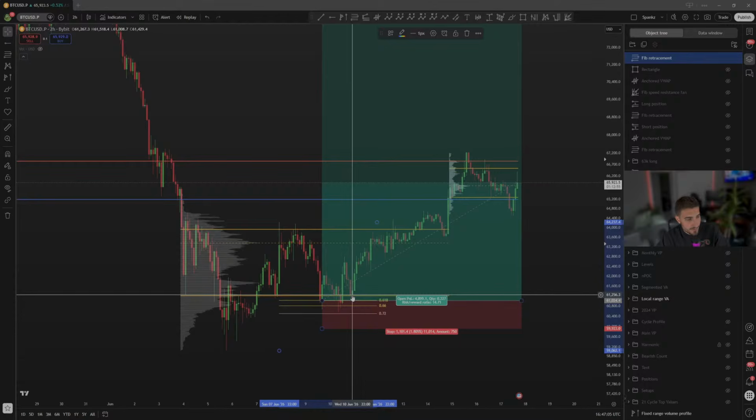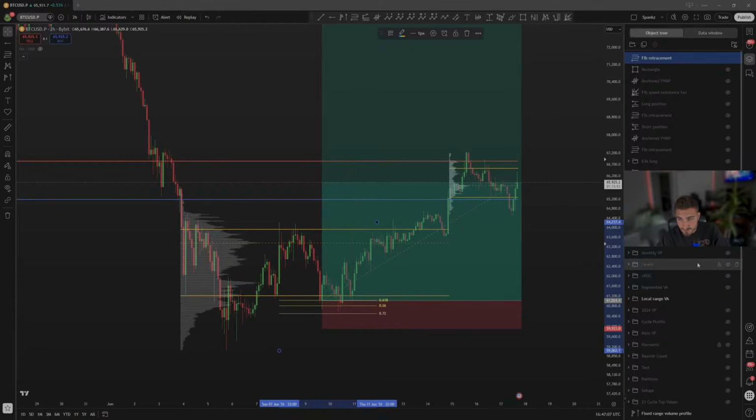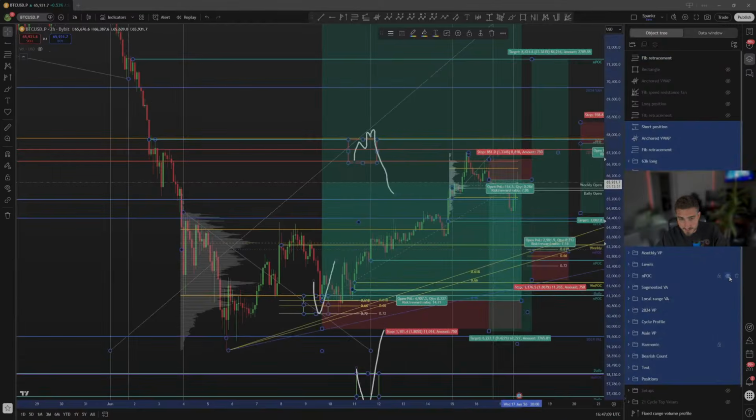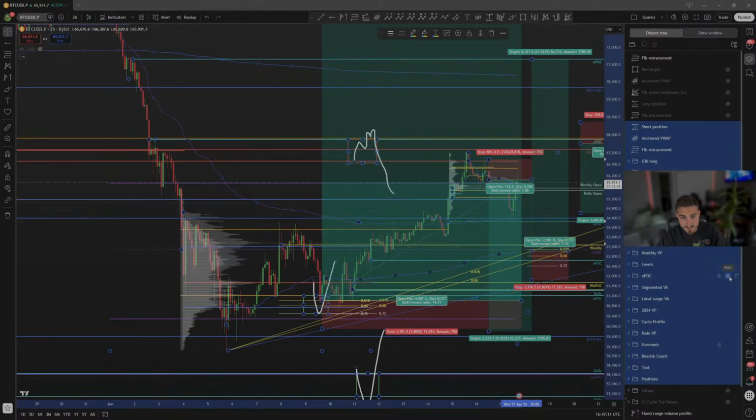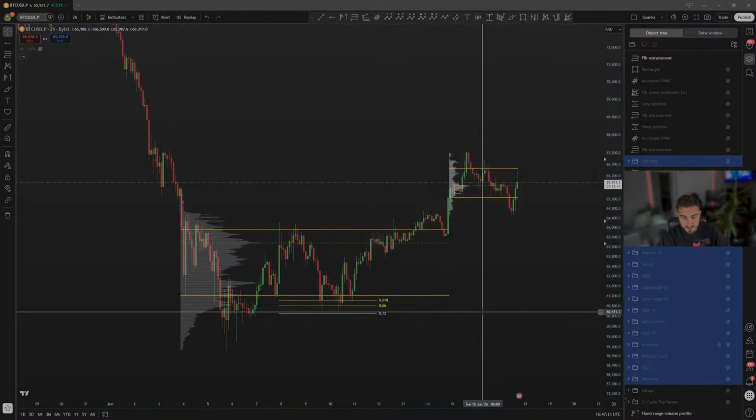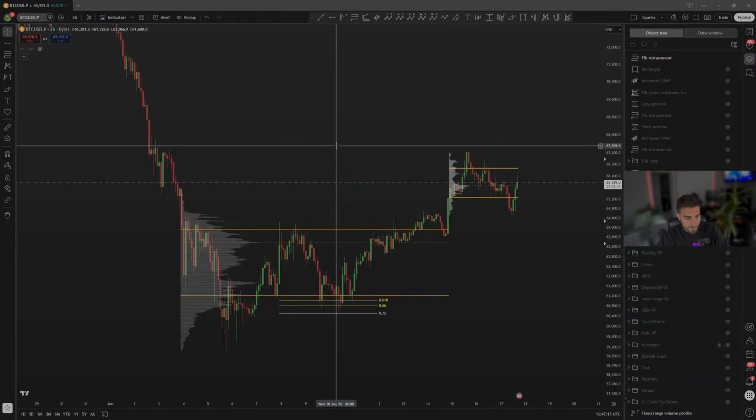So if you're using too many indicators and your screen starts to look like this, and you have too much going on, just keep it very simple. Just look at the value that's built up. I think that'll be a huge change for you.